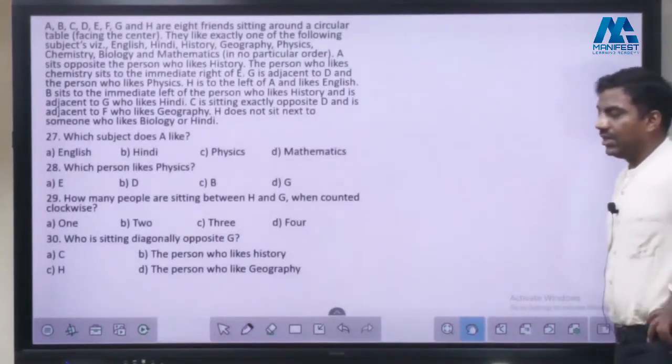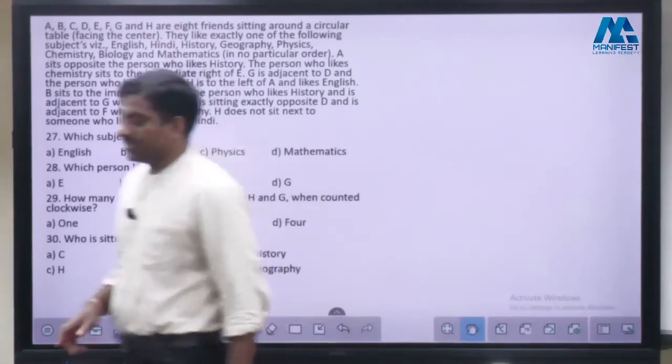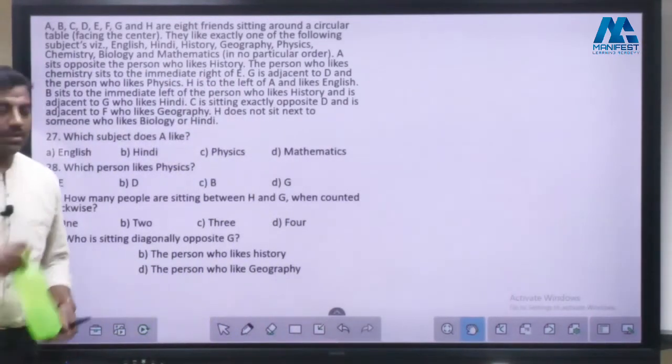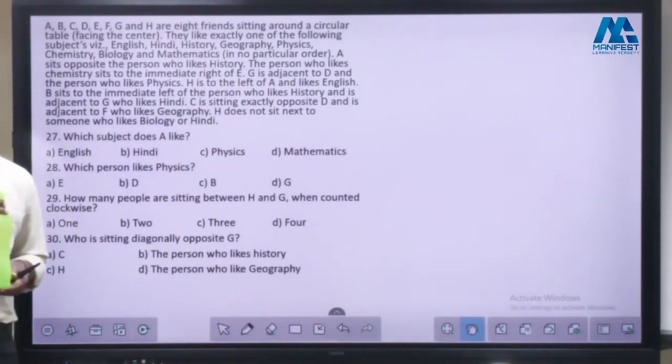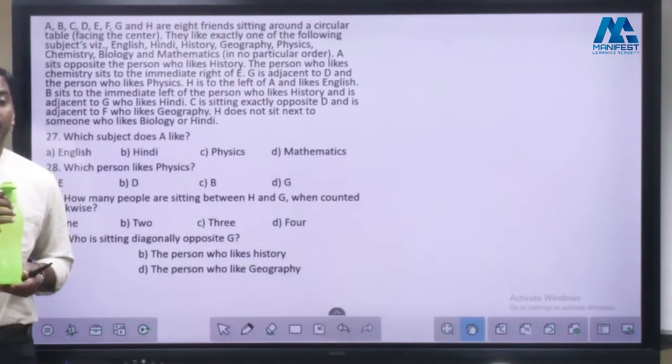Circular arrangement, bigger one. How many persons are there? 8 persons. So first try to write that circle with 8 positions.